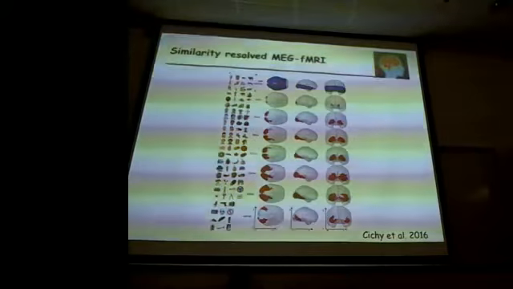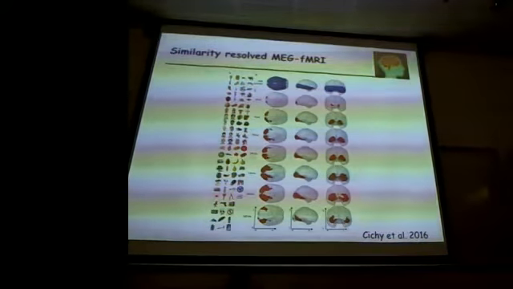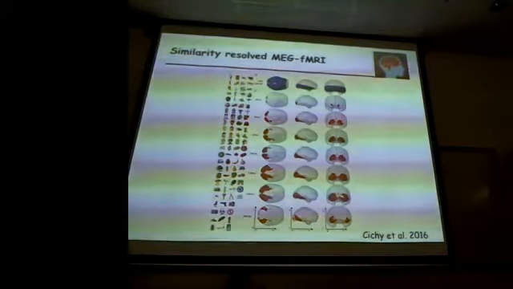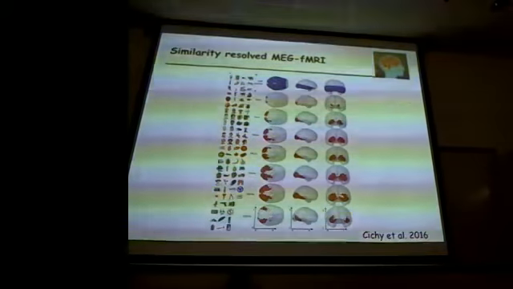Yeah, the fundamental difference between MEG and fMRI. MEG is surface because it detects the surface out of the brain.